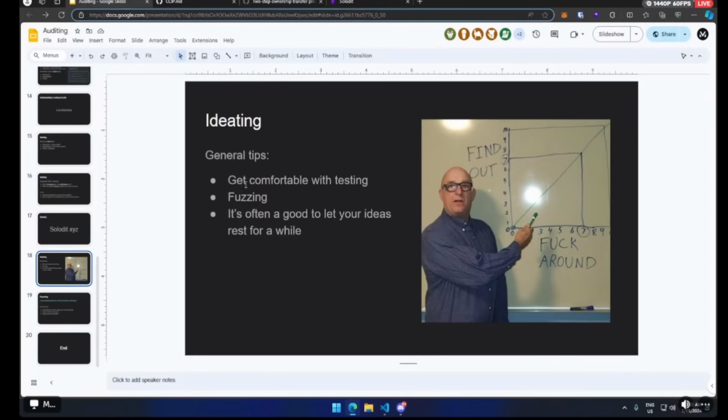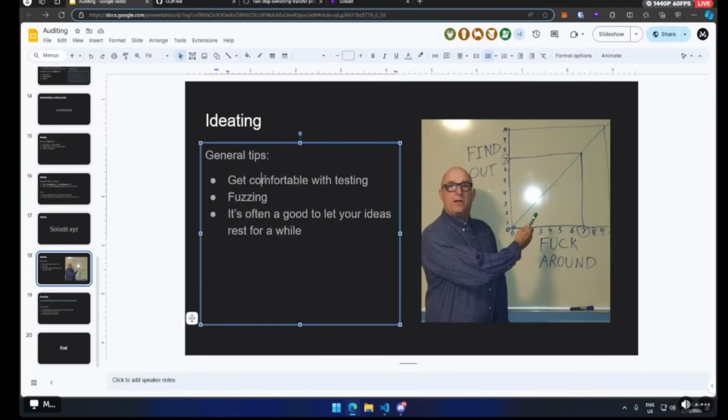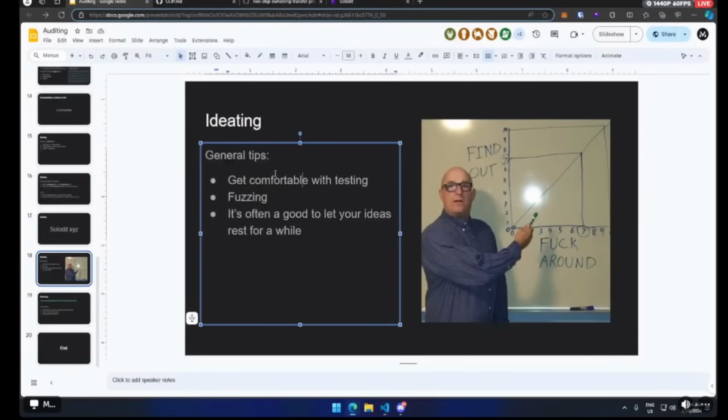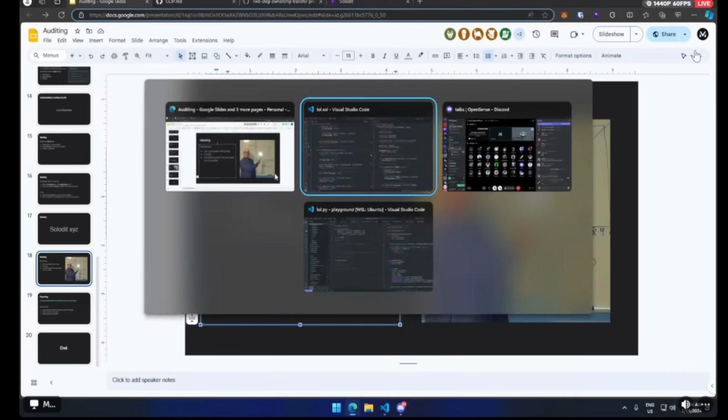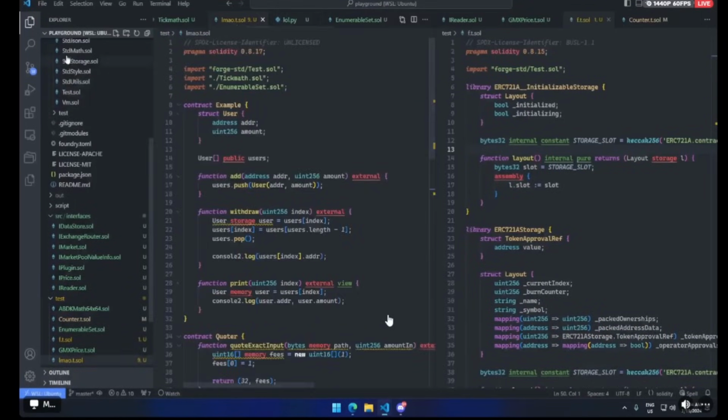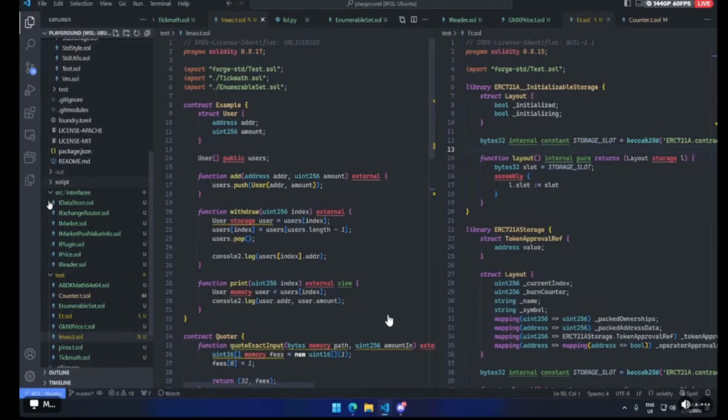Some general tips I will share is, firstly, get comfortable with testing. This is not testing as in, you see Patrick saying, oh, write your unit tests. Like, please don't. Okay, some people do it in an audit, but personally I don't. What I mean by testing is that you should be comfortable with playing around in the code in your own environment, quote unquote. So usually for all my audits, I have this Foundry repo.